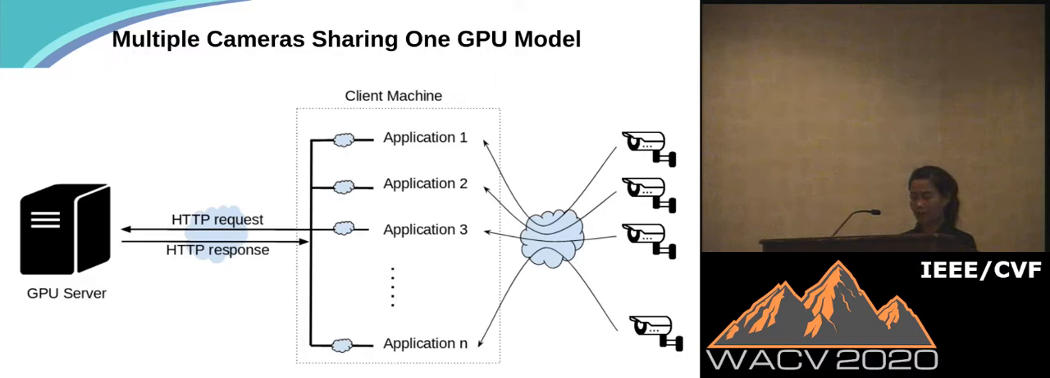Application one will send a sequence of image frames according to a buffer size. Then the application gets back the detection locations for those images. Application two will do the same, sending the sequence of image frames and getting back the detection locations. And then applications 3, 4, up to N do the same. We return to application one again.